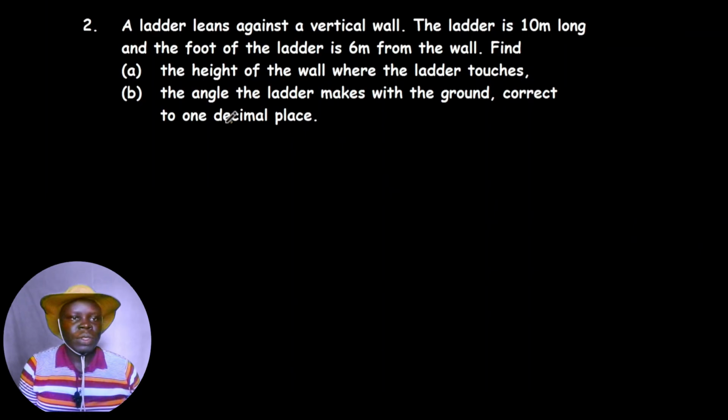Alright, question number 2 says a ladder leans against a vertical wall. The ladder is 10 meters long and the foot of the ladder is 6 meters from the wall. Find the height of the wall where the ladder touches. And the second part is the angle the ladder makes with the ground, correct to one decimal place. So let's also draw our ladder and see how it looks.